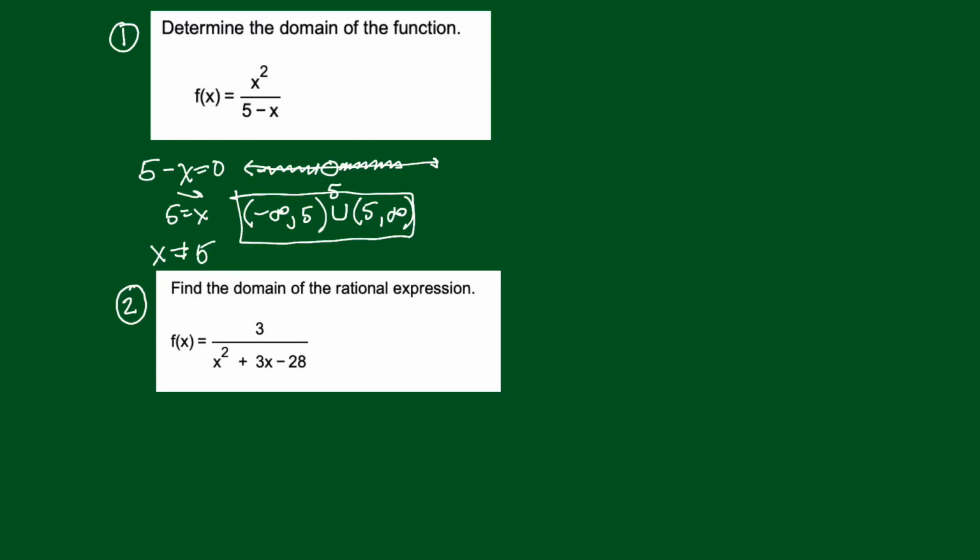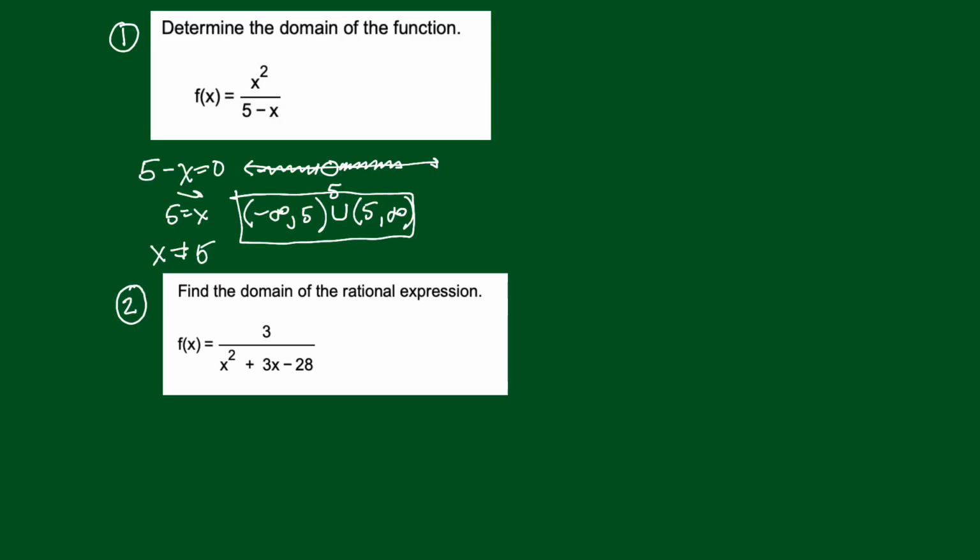So we're looking for the domain of this function right here, and notice that it's a fraction, so we don't want the denominator to be 0. We're just going to set this denominator to 0: x squared plus 3x minus 28 equals 0. What's going to make it 0? Well, it's quadratic, so let's factor it if we can. So we'll get x and x. Now, what are the factors of 28 that will give us a 3?